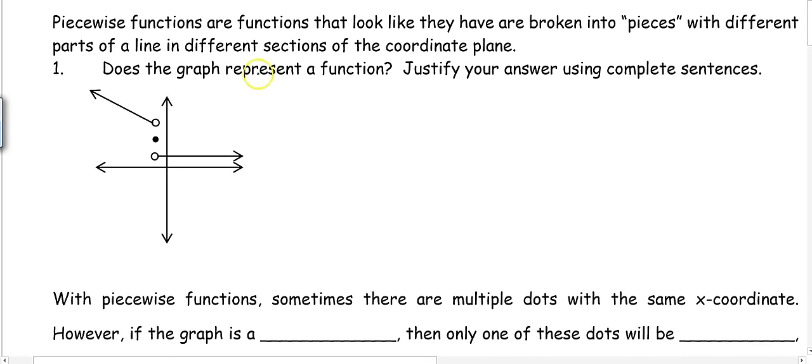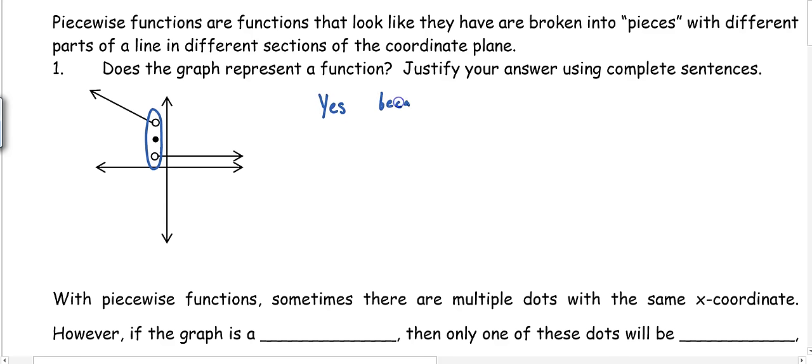Does this graph represent a function? Justify your answer. So this is a function because even though there's 3 points here, only one of them is closed. So is this represent a function? Yes, because every point on the graph only has one y value for it, especially here with the closed circle only at 1 point. So is this a function?